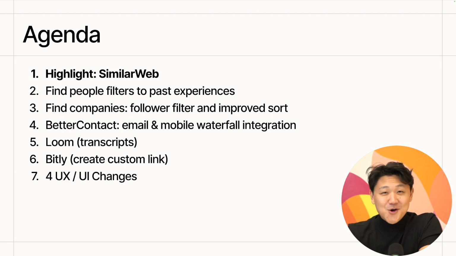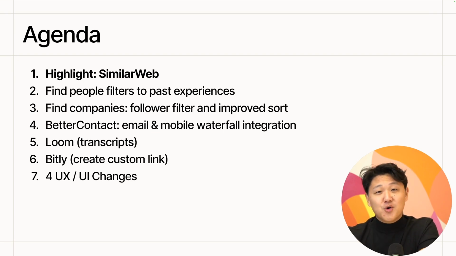We've got some great logos today, as well as improvements to some bread and butter features. We're starting with highlighting SimilarWeb. We've got all 6 actions in Clay. Find people filters can now go to past experiences. Find companies now sorts based on follower counts over keywords. I'll explain later. Better contact, we have another waterfall provider. We have Loom Transcripts, Bitly, and 4 more UX UI changes.